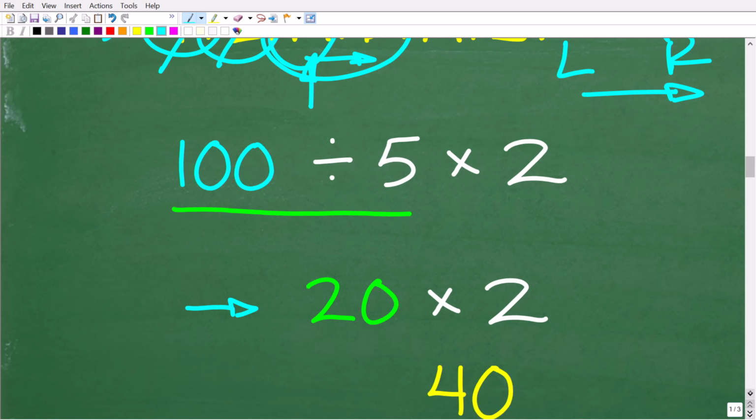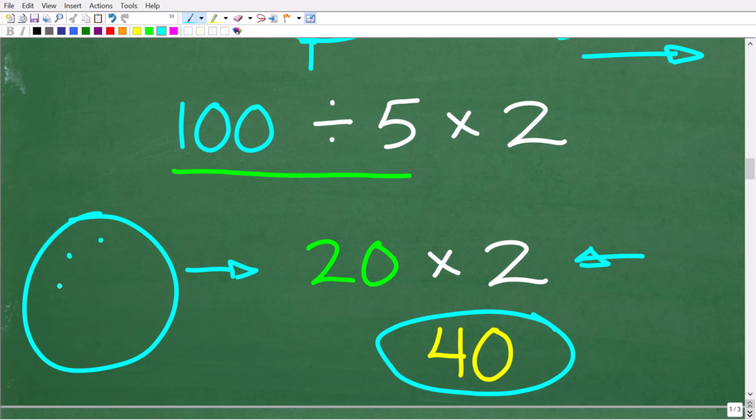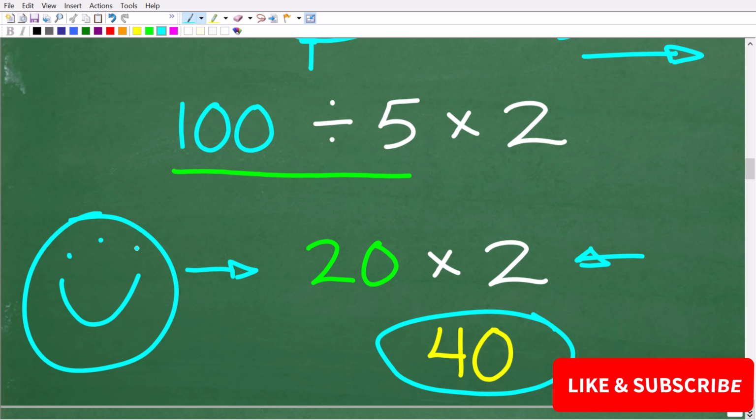And then, of course, the last thing to do is this remaining multiplication. So 20 times 2 is 40. That is the correct answer. So, how did you do? Hopefully you got this right, but definitely don't feel bad about getting this wrong. Matter of fact, I would feel pretty good about getting this wrong because this is a very common error. And now that you understand the order of operations, you'll never make this mistake again.